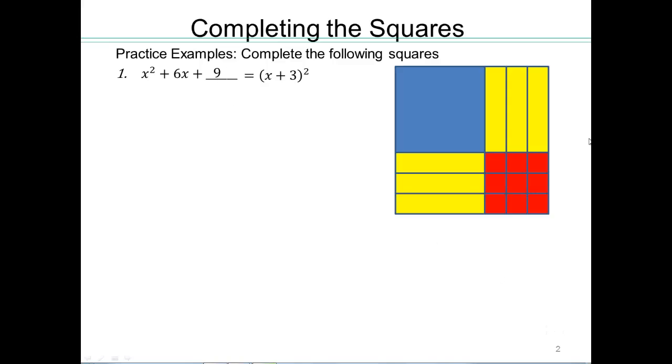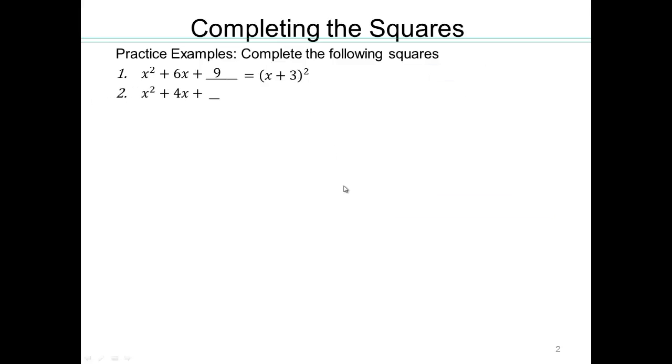And that 9 is this 9 right here. Can you see? So that's 3 by 3. 3 squared is 9. So 9 is what you had to add. This is (x + 3) squared. All right, let's try this on your own.